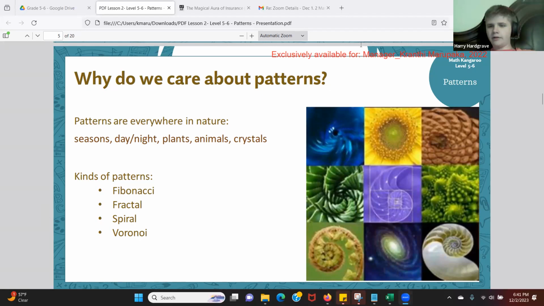A fractal pattern is one that starts with some kind of fraction, and then the fraction repeats inside of the fraction. So if you have 1/2, over 1/2, over 1/2. And a Voronoi pattern is one where you have a certain amount of points on a piece of paper, and then each point is connected with two lines. And I'm pretty sure there's a picture of one on some of the slides in the future.